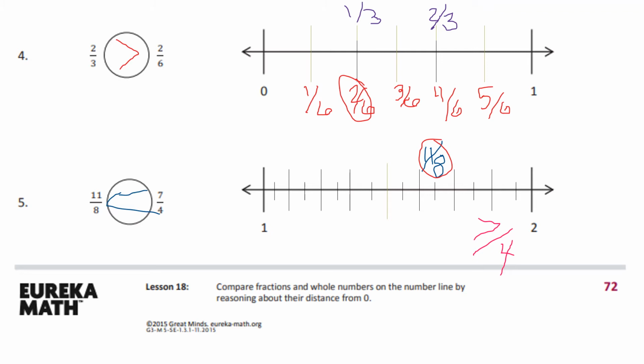Now for problem number 5, it says 11/8 we know is less than 7/4 because, again, if you look at it, 11/8 is closer to that 1, which would be closer to the 0, and 7/4 is closer to that next whole number. So let's continue.